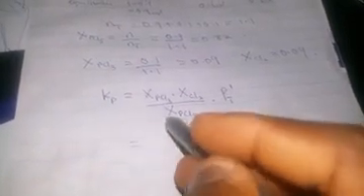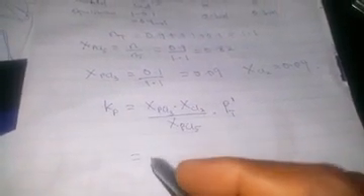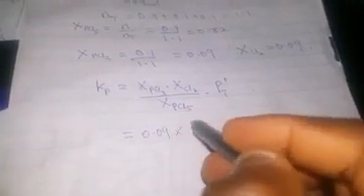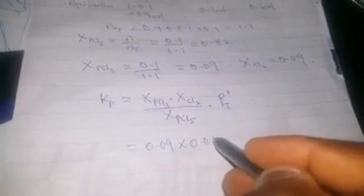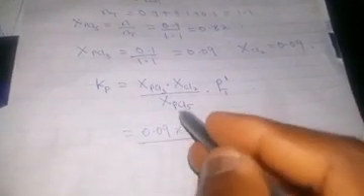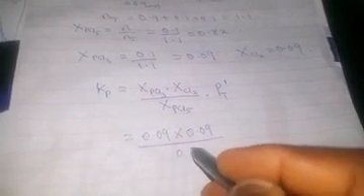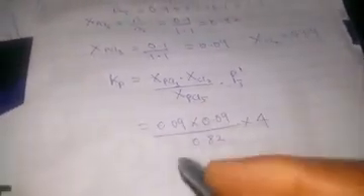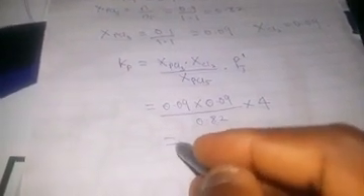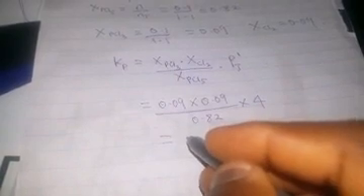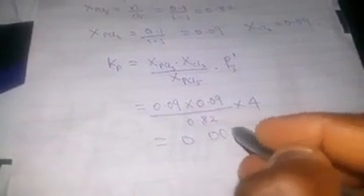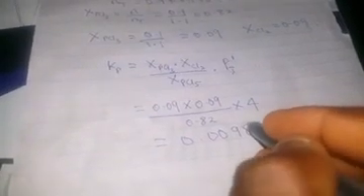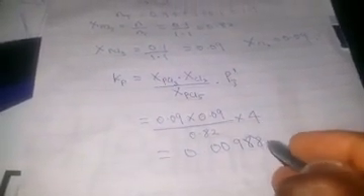Now, if we substitute values, the mole fraction for PCl3 is 0.09, multiplied by the mole fraction for Cl2, which is 0.09 also, divided by the mole fraction for PCl5, which is 0.82, then multiplied by the total pressure. From the question, you can see that the total pressure is 4 atmosphere. So we have 4. Now if we multiply this, we get our Kp to be 0.00988. That is very, very important, atm.